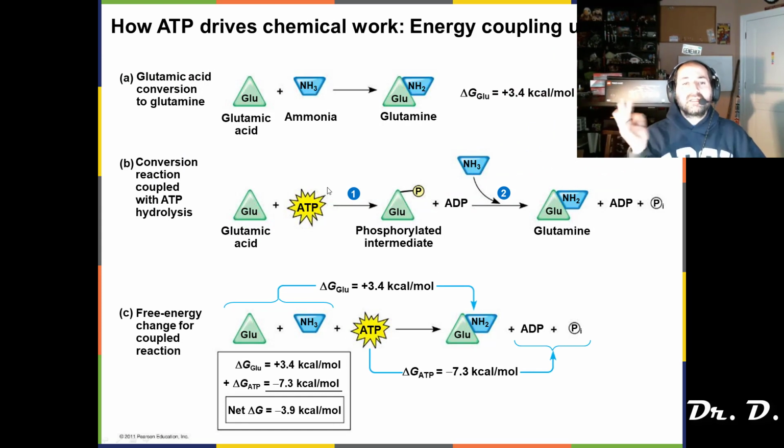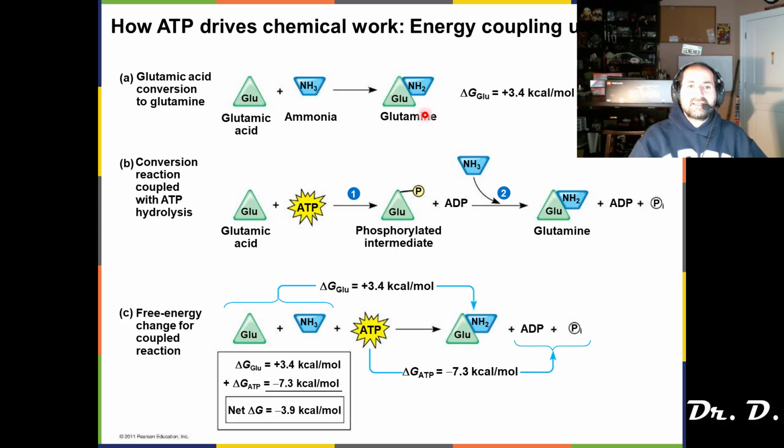So here's an example. This is one example they picked out of a million different examples that they could have picked. You don't have to get bogged down in the details of this example, but what I want you to understand is the concept behind this example, okay? So look, let's say the cell wants to make this important amino acid called glutamine. How does a cell make glutamine? Well, it takes the reactants, glutamic acid, and then it also takes ammonia, and it has to join the ammonia to the glutamic acid in order to make glutamine.